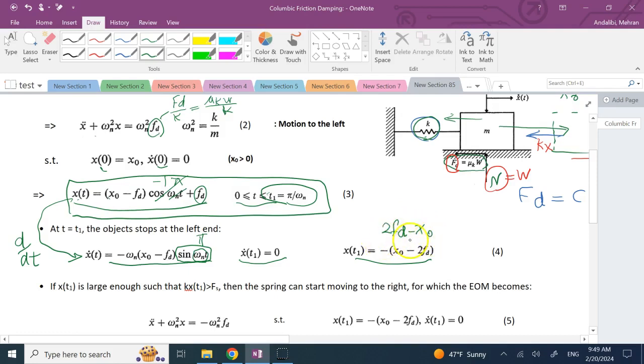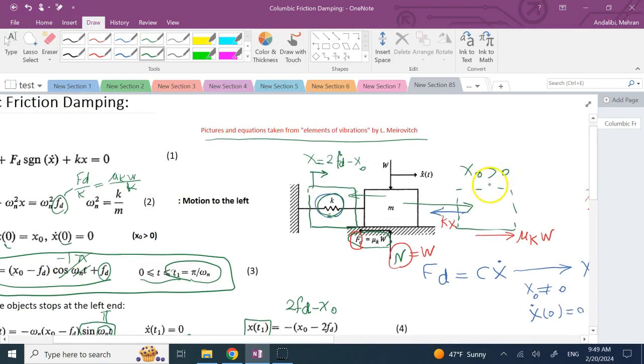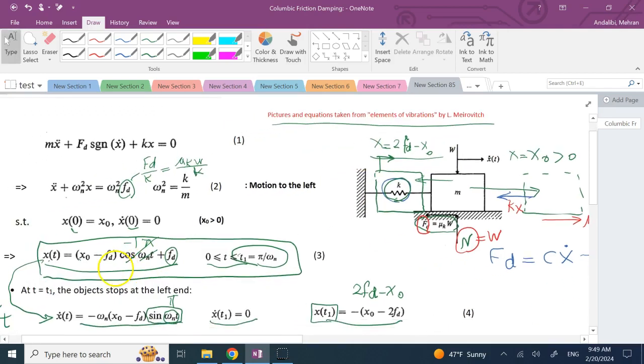This is the position at which the block moves all the way to the left as much as it can, and then it stops. So at this point, x equals 2fd minus x0. Here, simply x equals what? x0. So it moves all the way to this position on the left. At this point, clearly, since this x is not equal to 0, you have some potential energy in the spring.